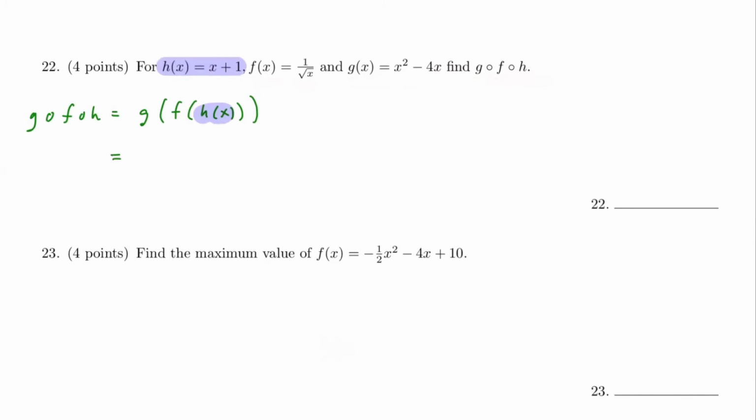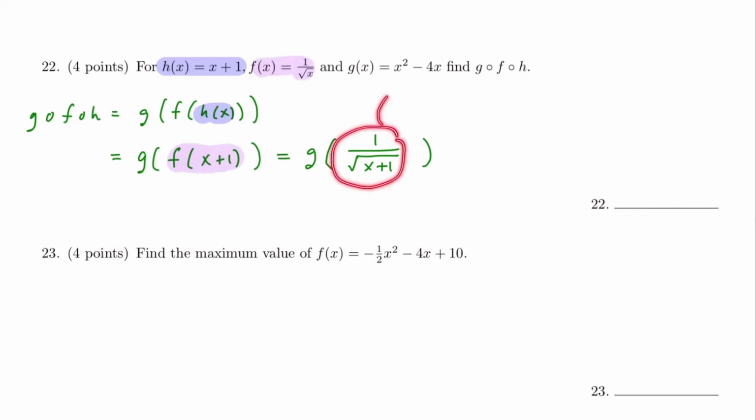So you'll have g of f of h, which is x plus 1. So now you do f of that. So f is going to take x plus 1 as its input and plug it right in here where x is. So this is going to be g of, well, f is going to do 1 over the square root of x. X is x plus 1. X is h of x. And then g is going to take that and plug it in here. That's what g is going to do.